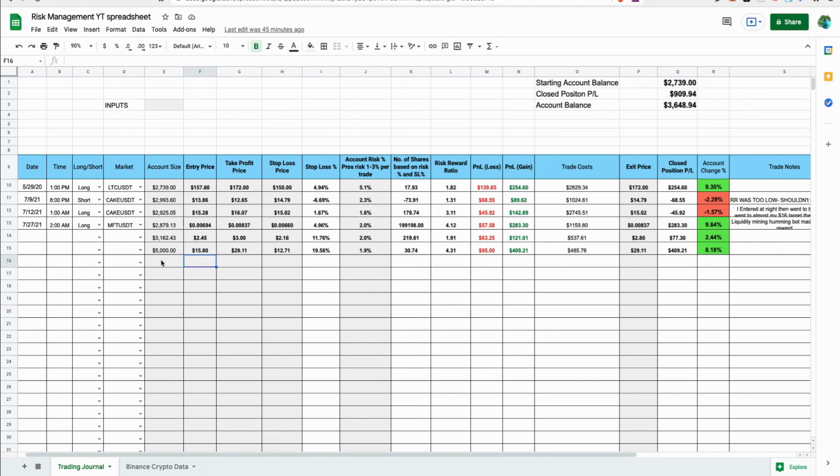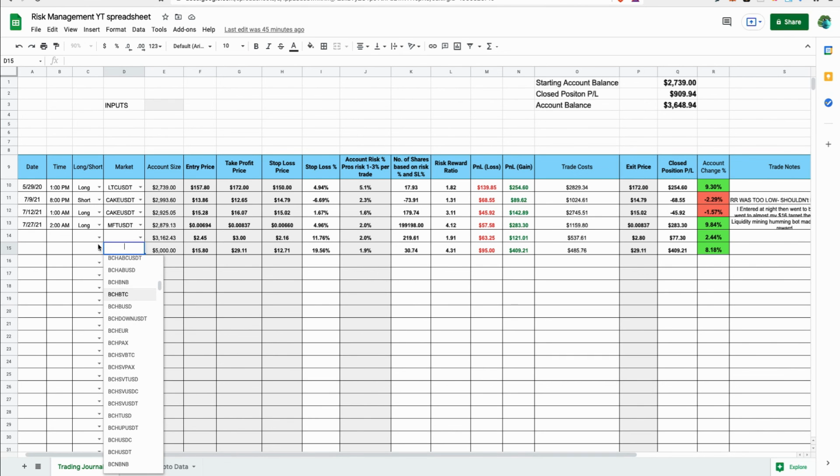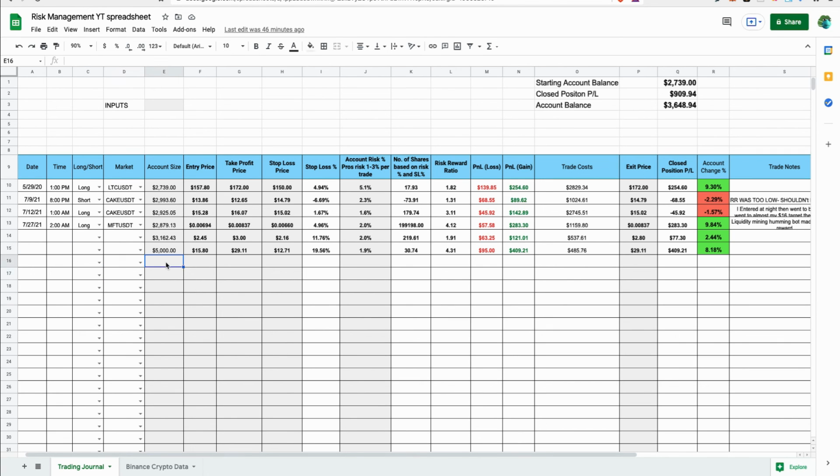Over here, I have all the markets in Binance. I have whether I'm going long or short, the time, the date. These are all good parameters to have when you're entering a position. I could show you an example. Let's say the balance is $5,000. The entry price 15. Let's do the long position example. 15.8. Just so you can see how it works.